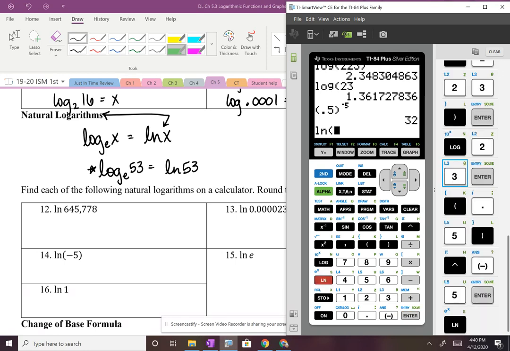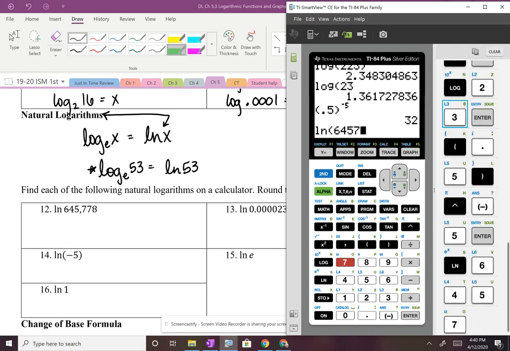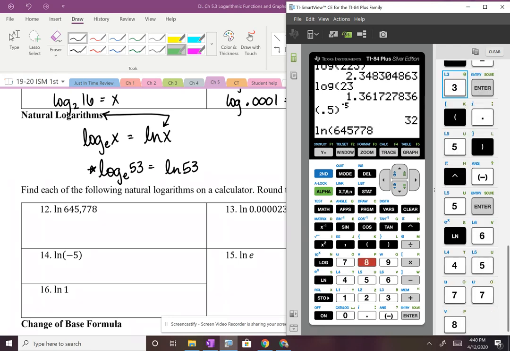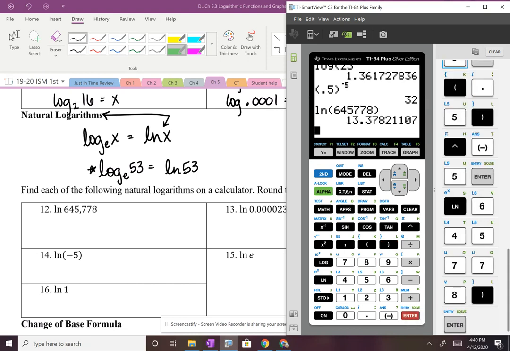So let's type in ln of 645,778. Close your parentheses because the calculator opened it. And there is your decimal, 13.3782. Now let's look at the 2. The one right next to it is a 1, so it does not round it up. So this is indeed 13.3782.